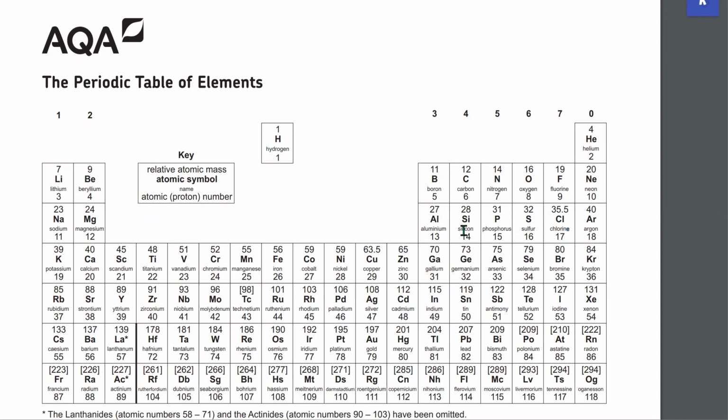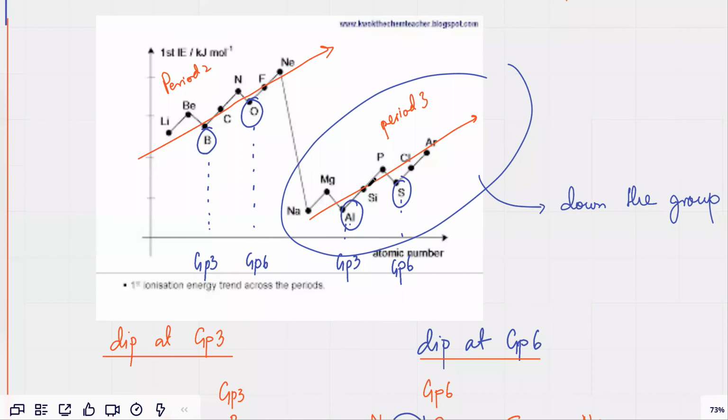So if you compare the first period with the next period, in the period that's lower down, it's easier to remove electrons because they're bigger atoms. The electrons are much further away. Hence, the ionization energies of the third period would be lower compared to the ionization energies of the second period. Is this clear? Yes, sir.